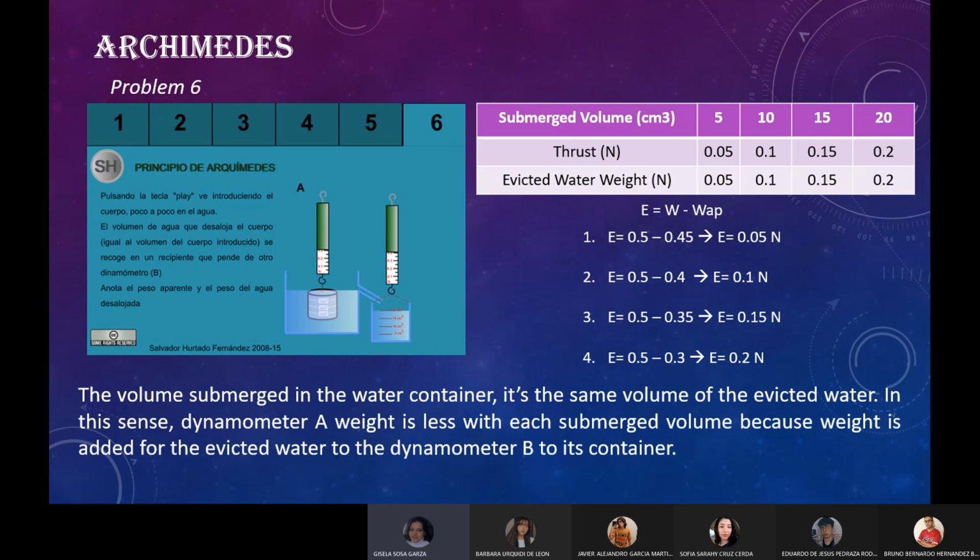The volume submerged in the water container is the same as the volume of the evicted water. In this sense, the weight of dynamometer A is less, according to the submerged volume, because weight is added by the evicted water of dynamometer B to its container.